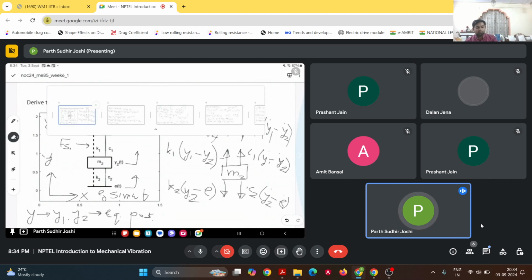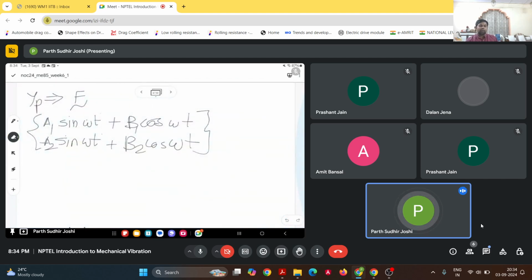So the response to that harmonic force will have these two sinusoidal components, each corresponding to each mass. So what we have to do to get the steady state response, or response to the harmonic forcing, is substitute this particular solution in the differential equation, right?